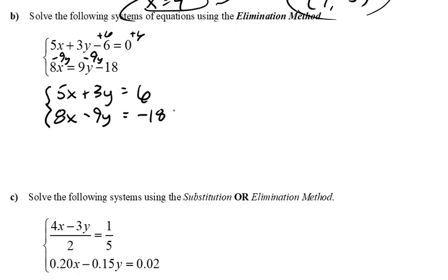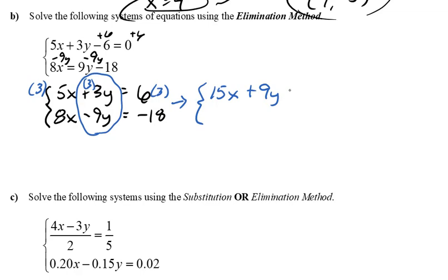The idea with the elimination method is that when I add the two equations together, I'm going to cancel or eliminate one of the variables. In this case, if we notice, the y terms are opposites. If I multiply this y term by a factor of 3, I would end up with 9y. So I'll multiply the equation on top by 3, both sides, and I'll end up with a system with 15x plus 9y equals positive 18. The bottom equation stays the same, but now my y terms are opposites of each other.